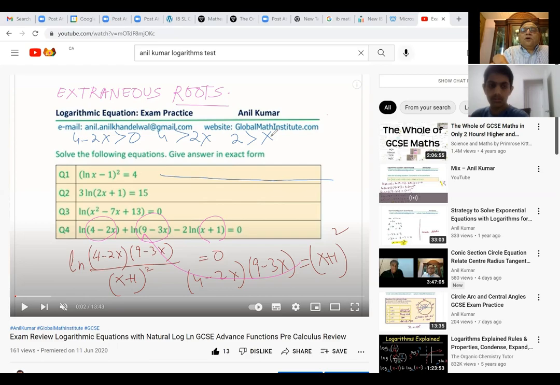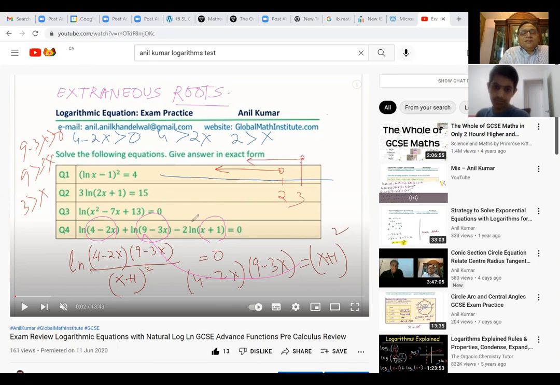So I have one value. I'm saying that x is less than 2, where this value is at 2. Now look at the second part, 9 minus 3x. That should be greater than 0. So when you bring this on the right hand side, 9 is greater than 3x. So again, we get 3 is greater than x. So that means x is less than 3.